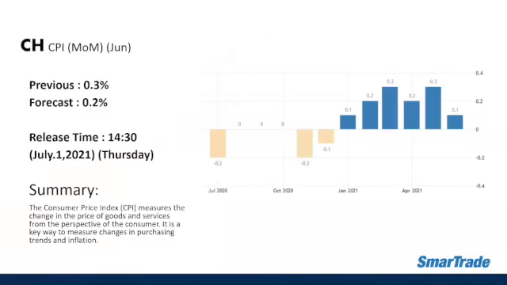Okay, so first things, the inflation rate for Switzerland for the month of June. Previous data was 0.3% and forecasted at 0.2%. Release time yesterday, 2:30 p.m. And for the month of June, the inflation rate for Switzerland was 0.1%. So it did not beat the forecasted data and the previous data as well.